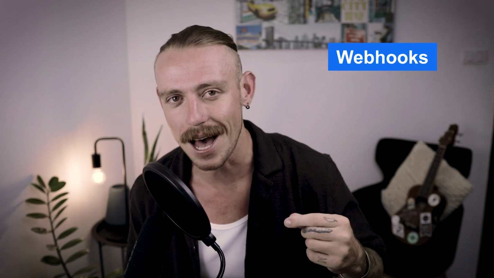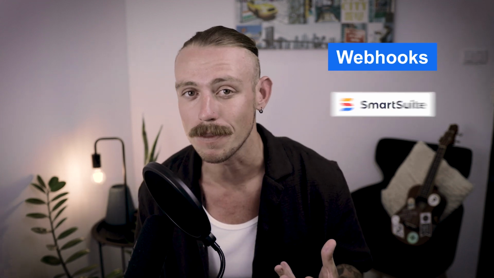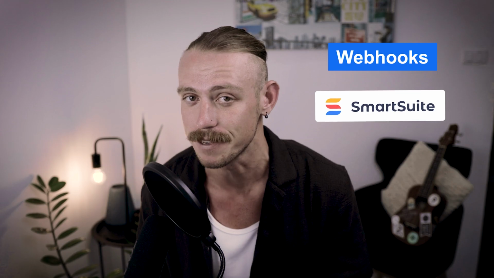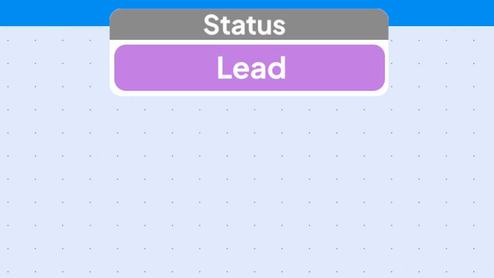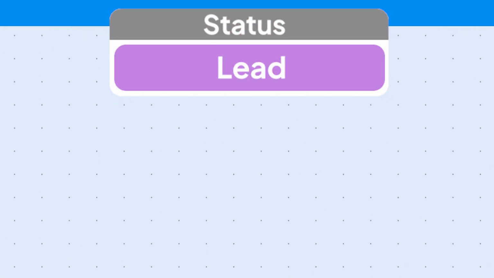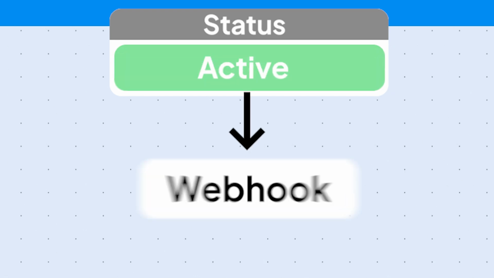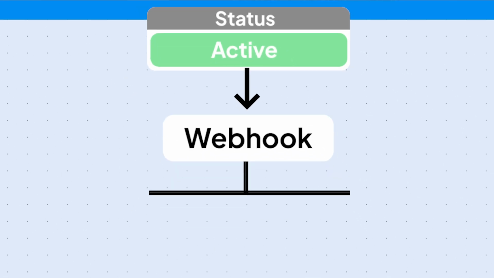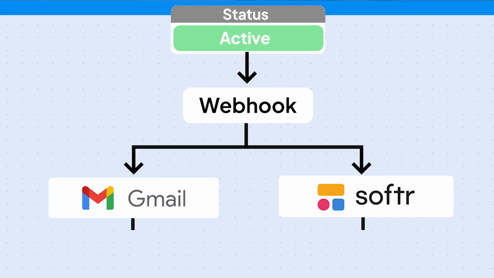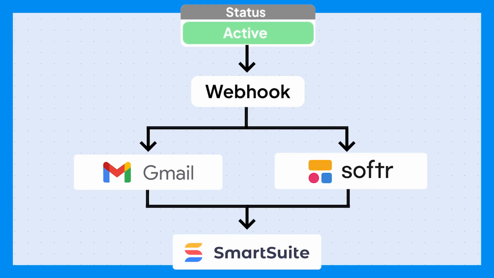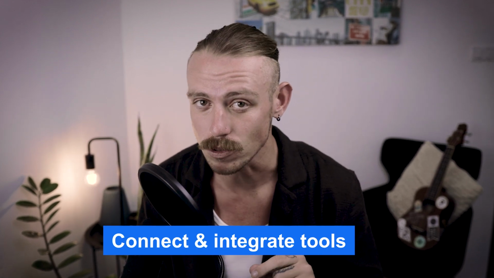Firstly, let's look quickly at what webhooks actually are, and then we'll look at how you can use them with SmartSuite to automate your business processes. A webhook is basically a digital messenger. When something changes in one tool, like a status update in SmartSuite, it instantly notifies another tool, keeping everything synced without any manual effort. Webhooks are often used by developers to connect and integrate tools, but don't let the mention of developers intimidate you. They're actually much easier than you might think.